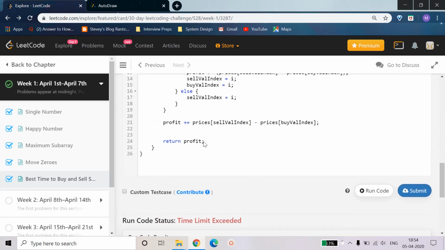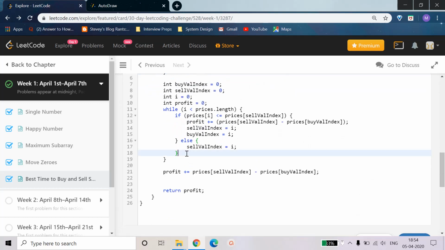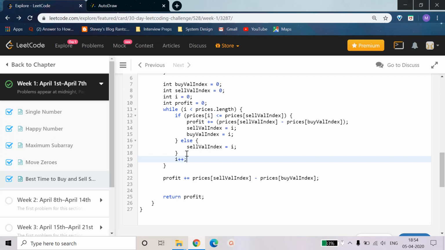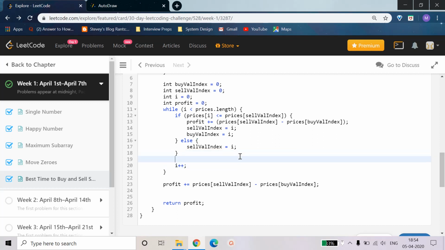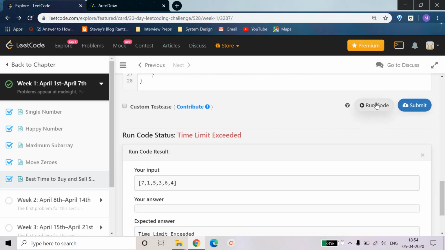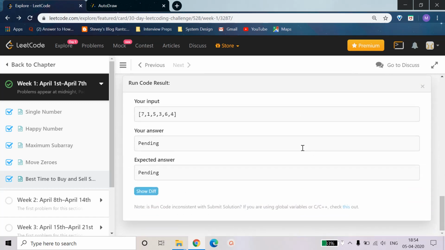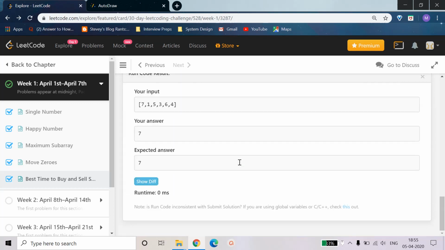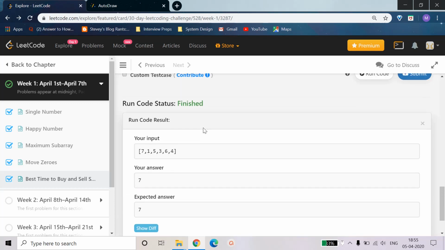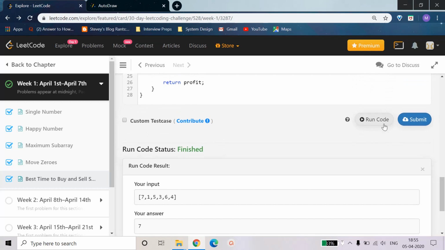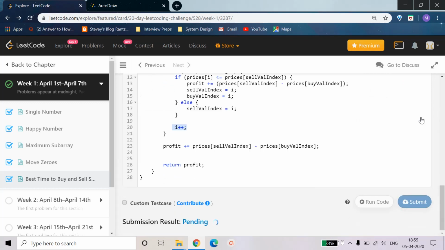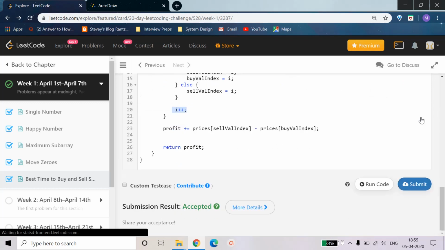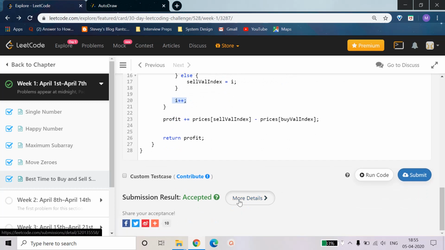Oh, time limit exceeded. Oh, I forgot to increment our runner pointer. So let's run it again. So in my code, I forgot to increment my pointer. I did all the calculation, but yeah, so it does work. Let's submit our solution. So it has been accepted.